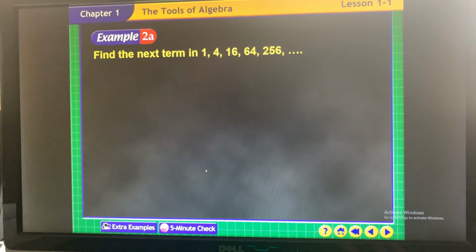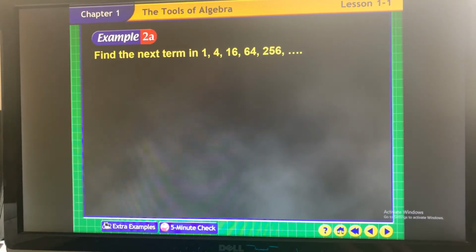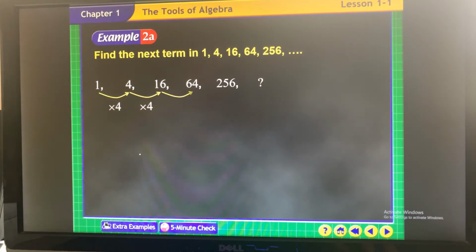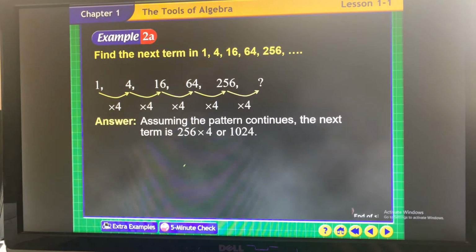Okay, this is just find the next term. So what did you do to 1 to get to 4? What did you do to 4 to get to 16? What did you do to 16? And so on. So you're looking for the pattern. Pause it. And there's your pattern. Just multiply times 4. So to find the next one, multiply it by 4. It's as easy as that.